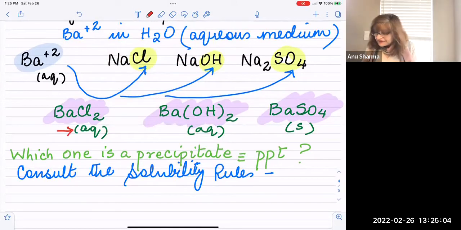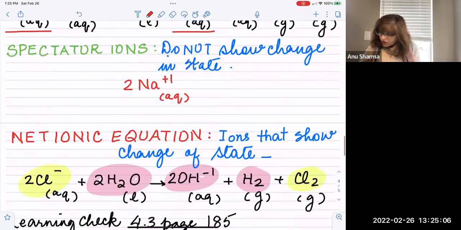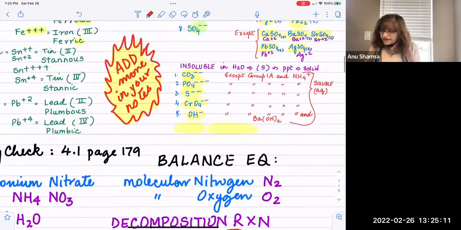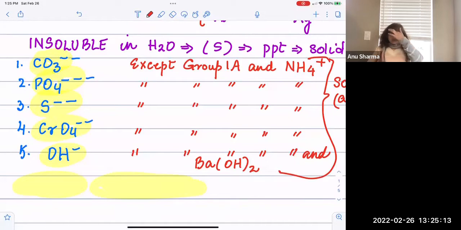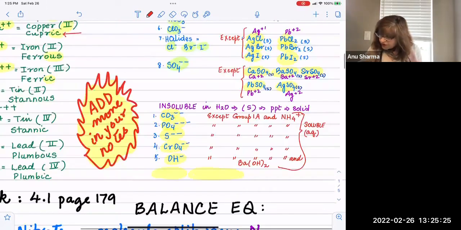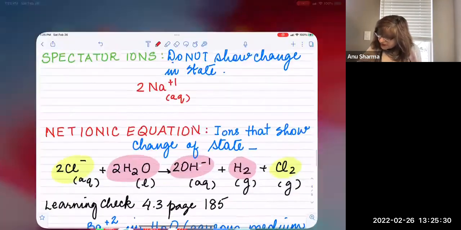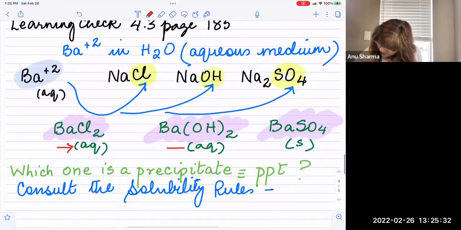Okay, next is barium hydroxide. Now, all hydroxides are insoluble in water. Insoluble in water means that they are going to form a solid, except group 1A, ammonium, and barium hydroxide. So we see barium hydroxide is soluble in water. So therefore, you are going to place AQ over here, aqueous.